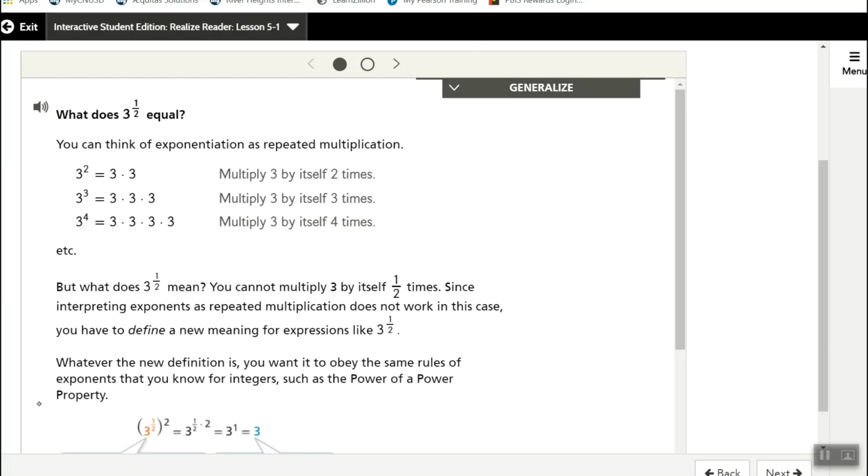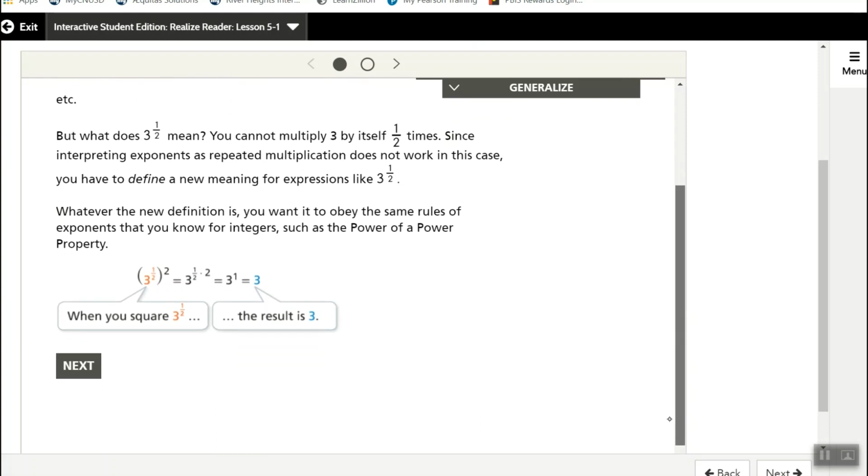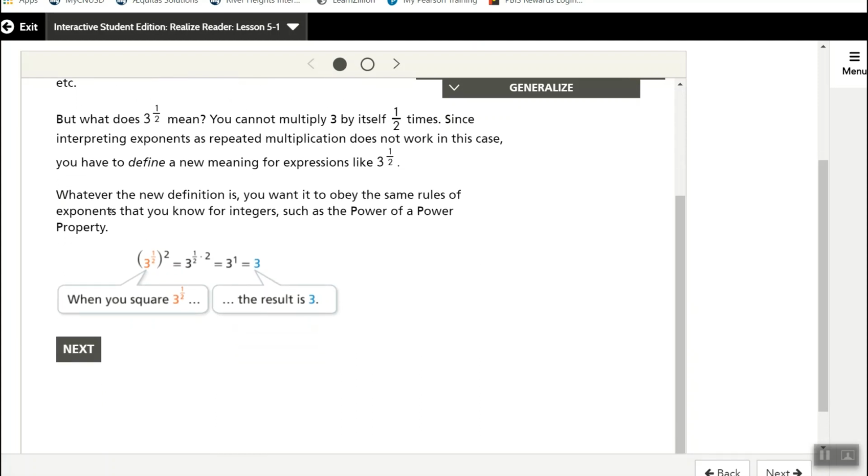But what does 3 to the 1/2 mean? You cannot multiply 3 by itself 1/2 times. Since interpreting exponents as repeated multiplication does not work in this case, you have to define a new meaning for expressions like 3 to the 1/2 power. So basically they're saying, we got to figure this out somehow. Whatever the new definition is, you want it to obey the same rules of exponents you know for integers, such as the power of a power property. That's the one you guys reviewed in the last video.